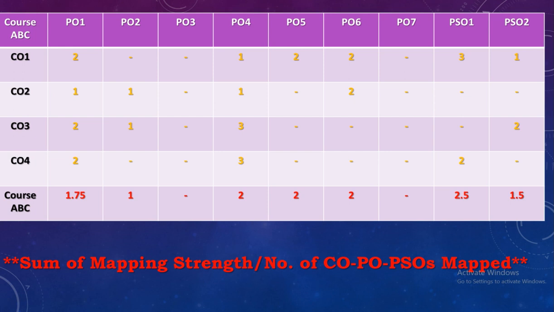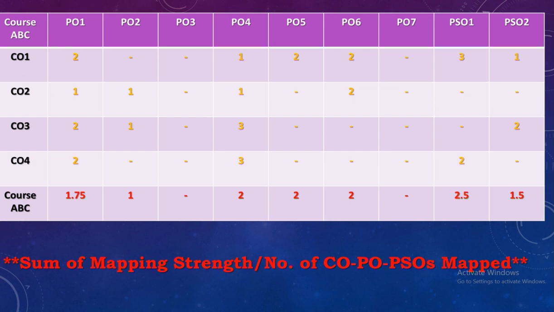And therefore 2 plus 1 plus 2 plus 2, it means 7. So the sum of the CO and PO1 mapping values is 7, which will be divided by 4, that is the number of CO and PO mapped. So 7 divided by 4 is 1.75. That is the mapping strength of course ABC in terms of PO1.